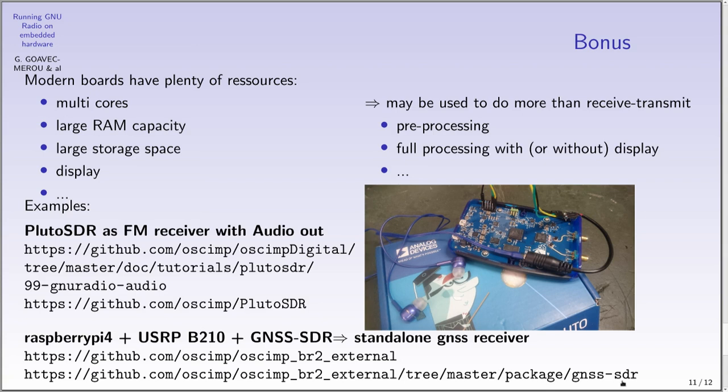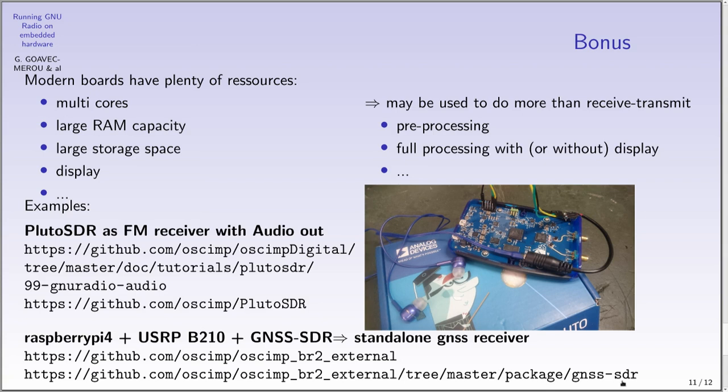So using this type of board just to receive and transmit is wasteful, and it's possible to add more processing and to have maybe the embedded board as a standalone device with pre-processing or full processing, and for example with a Qt plot to display a result. There are some small examples. The first one is Pluto SDR as an FM receiver with audio out, with a modified bitstream to integrate a sound card in the FPGA.